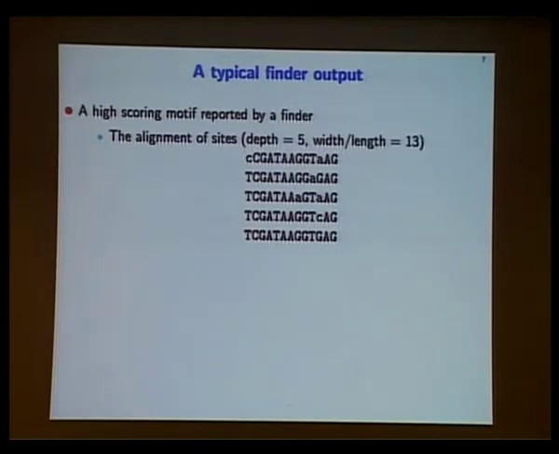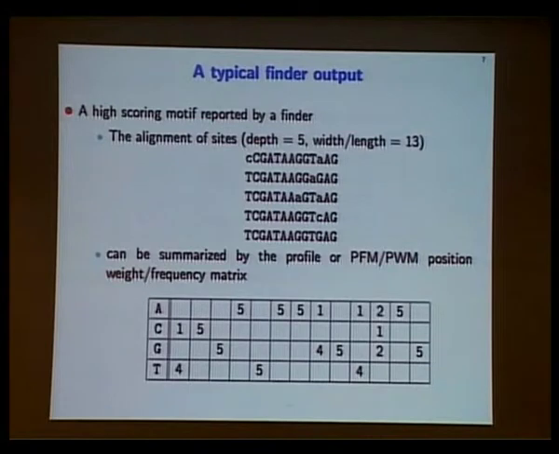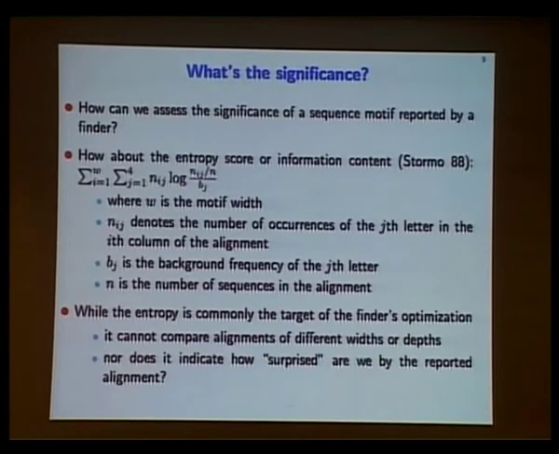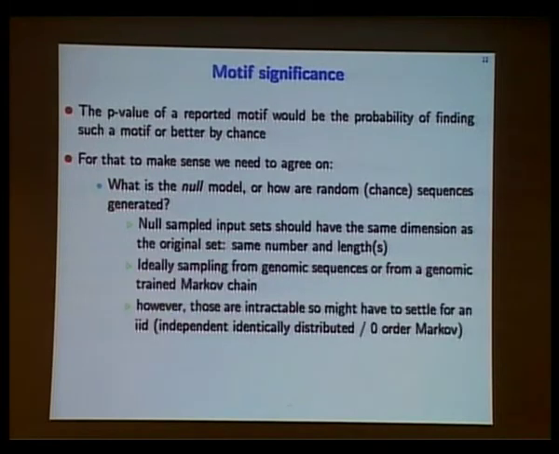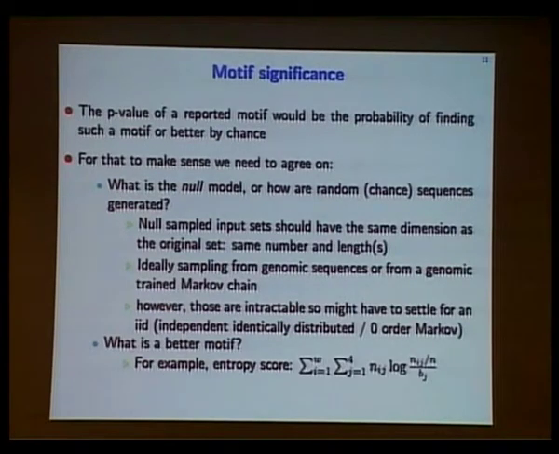These are the alignments of the sites. I identify the alignment of sites with the motif. I summarize the alignment using this matrix, and from this matrix I can further compute the entropy, or information content score, which is given right here in this object. It's the sum over W columns, and for each column I evaluate the difference between the empirical frequency table of that column and the background frequency table.